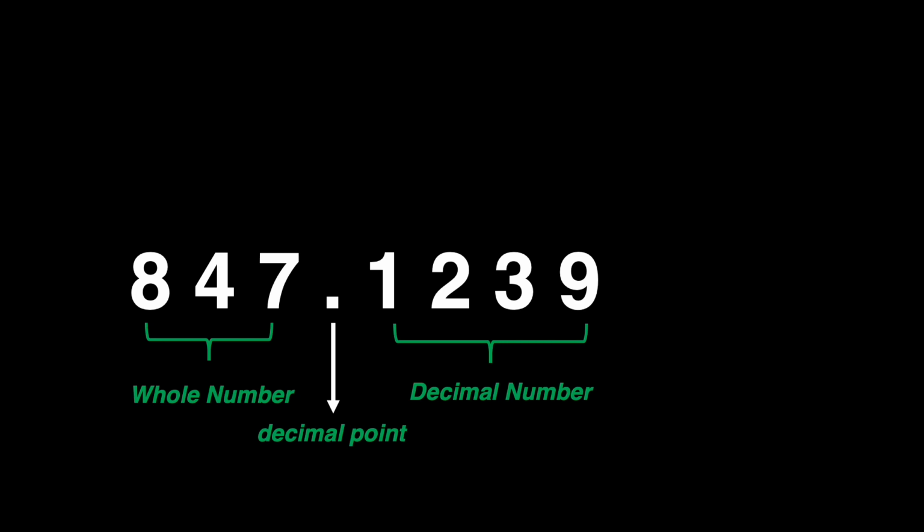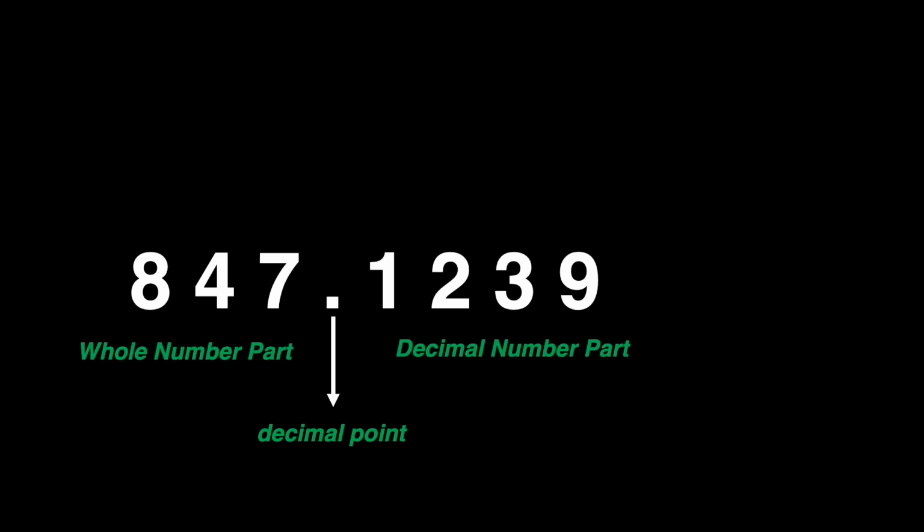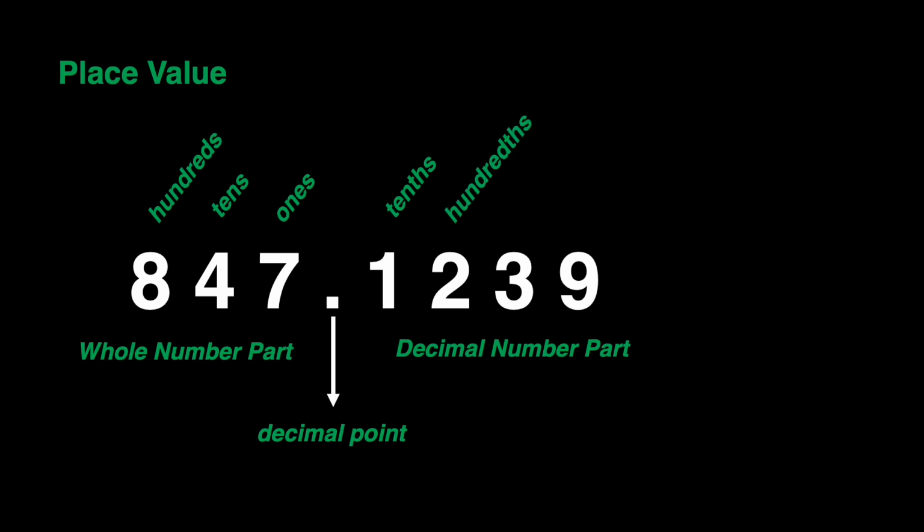Let's take a look at this number. We have our whole number part, this is our decimal point, and this is our decimal number part. In order for us to know how to read decimals, it is important that we recap and review our place value. Our 8 here has a place value of hundreds, 4 is tens, 7 is ones. Next one is for our tenths. That's for the 1 there, hundredths for the 2, thousandths for the 3, and ten-thousandths for the 9.